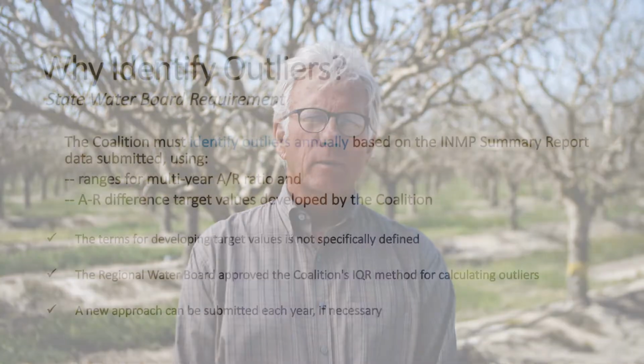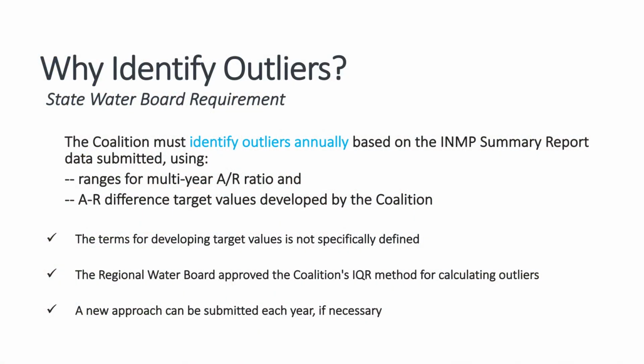Well, in 2012, when the fertilizer reporting requirement was adopted by the Regional Water Quality Control Board and accepted by the State Water Board, there was a mandate that we had to identify outliers based on information taken from the Irrigation and Nitrogen Management Plan summaries. So what we have to do is look at the ranges of the applied over the removed that each of those reports indicates and average them over a 3-year period of time.